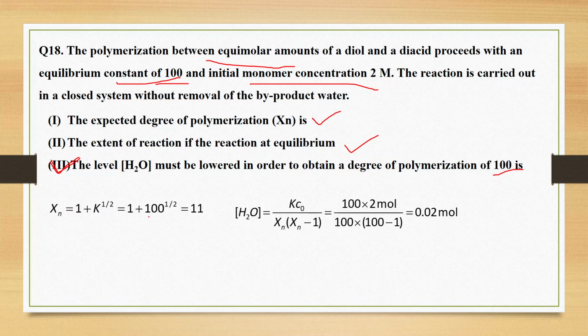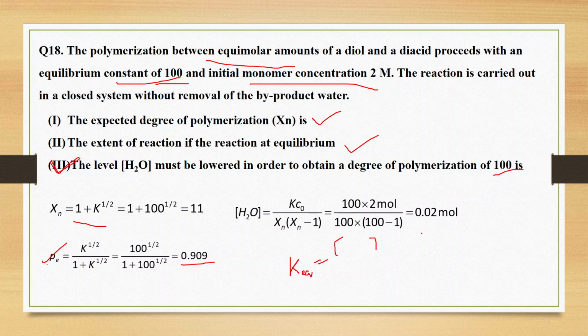Let us see which answer was correct. The correct answer was 0.02. I think you all were able to solve the first one. It is the same formula, Xn equals 1 plus k to the power half. For the extent of reaction, it was the same formula and it gave the answer 0.909. So for this third one, what will happen? Initially you have your equilibrium constant, which you can write as, let me do it.